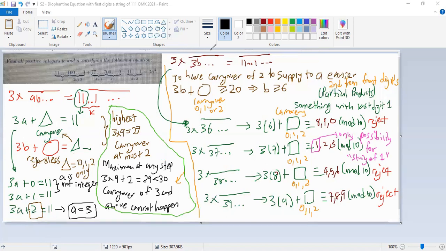So that means, this part tells me that. So we combine the 0, 1, or 2. So maximum is 2. 15 plus 2 is 17. We want a number that's above at least 20. So to get a carryover of 2, that means b must be at least 6. 6 times 3 is 18, plus 2 is 20. Okay, then we just check manually.